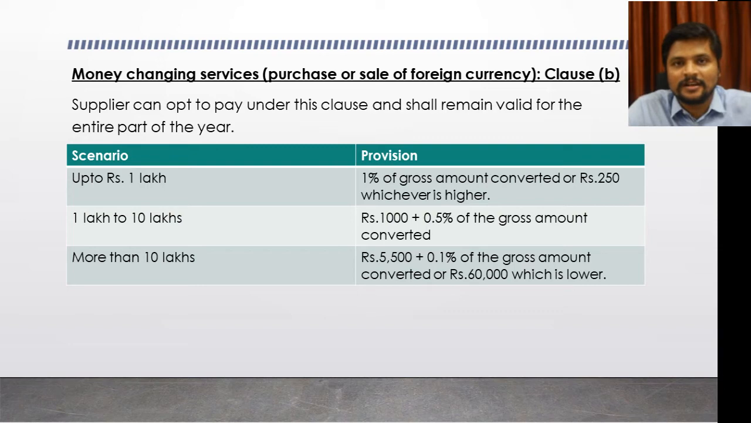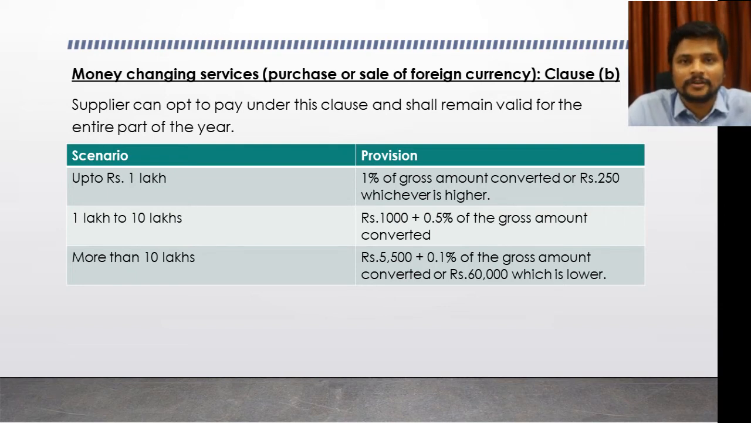For an individual under the Income Tax Act, the slab rates are applicable for a different scenario. In the same manner, you have to apply the rates here as well. So this is as per clause B. This particular valuation is only at the option of the supplier. If the supplier chooses to opt under this clause, then he can opt for this.